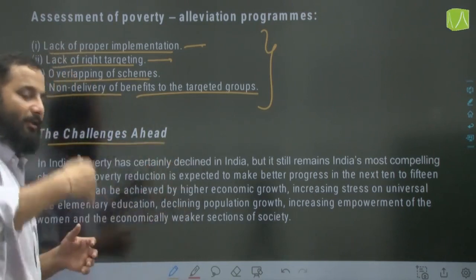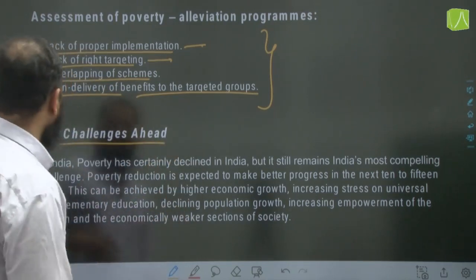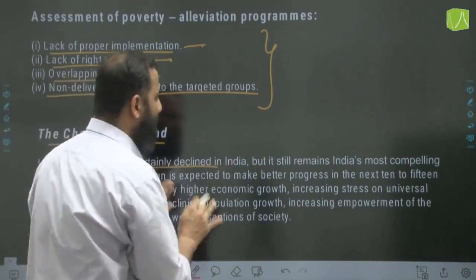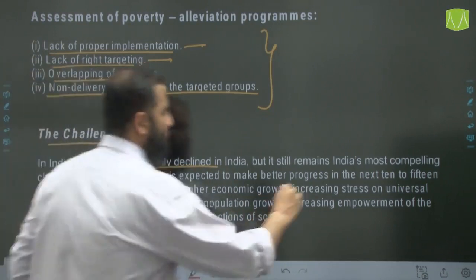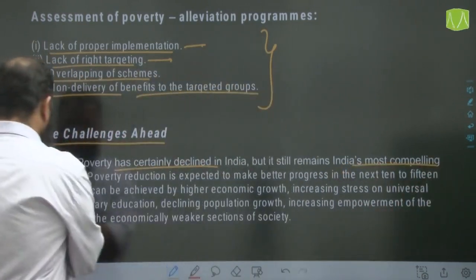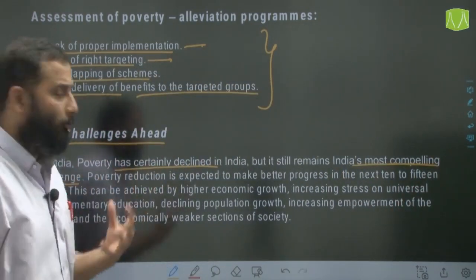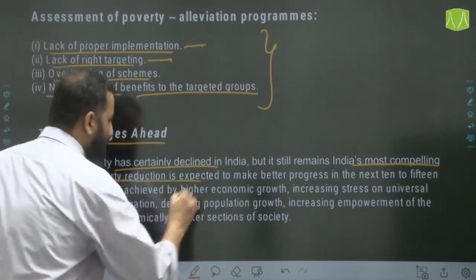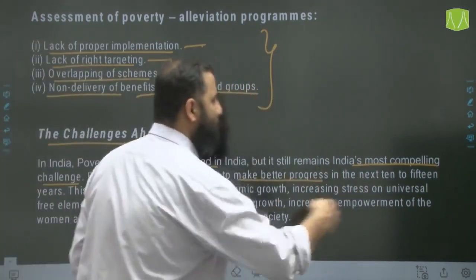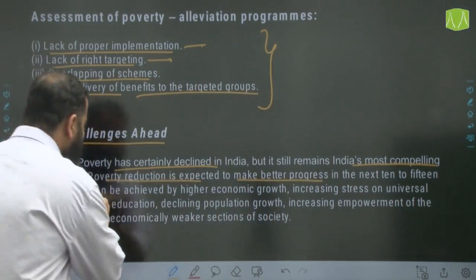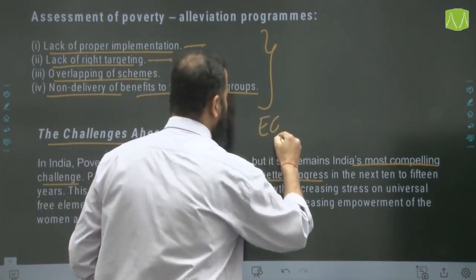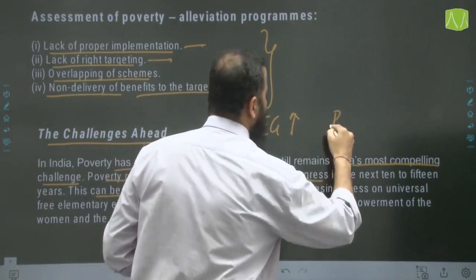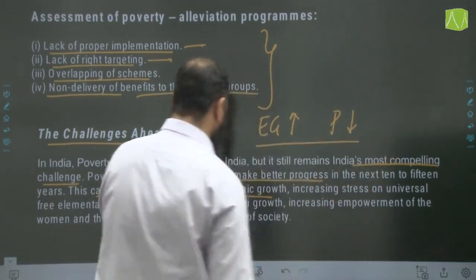The challenges. Now, what are the challenges which we face as a country ahead? In India, poverty has certainly declined, but it still remains India's most compelling challenge. Okay, a challenge which again we need to take on. Poverty reduction is expected to make better progress in the next 10 to 15 years, and this can be achieved by higher economic growth. As we saw, as economic growth increases, there's certainly a reduction in poverty.